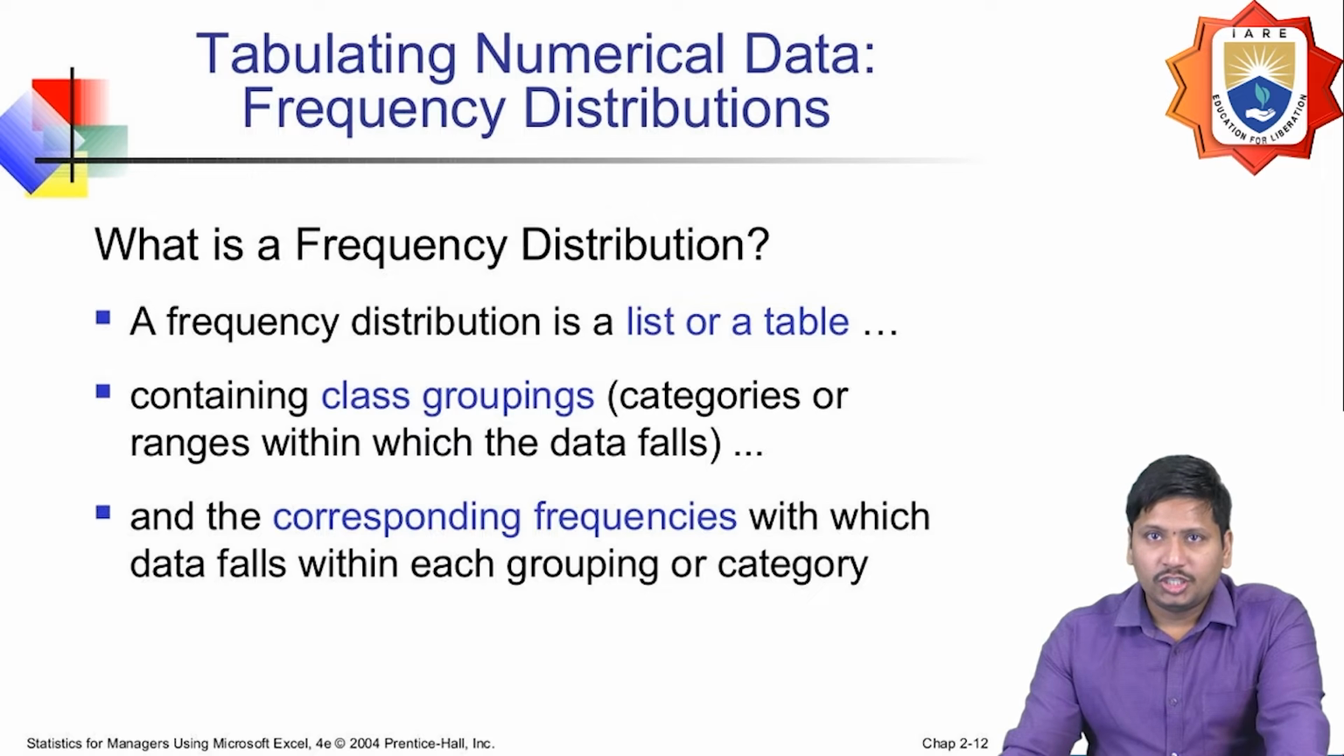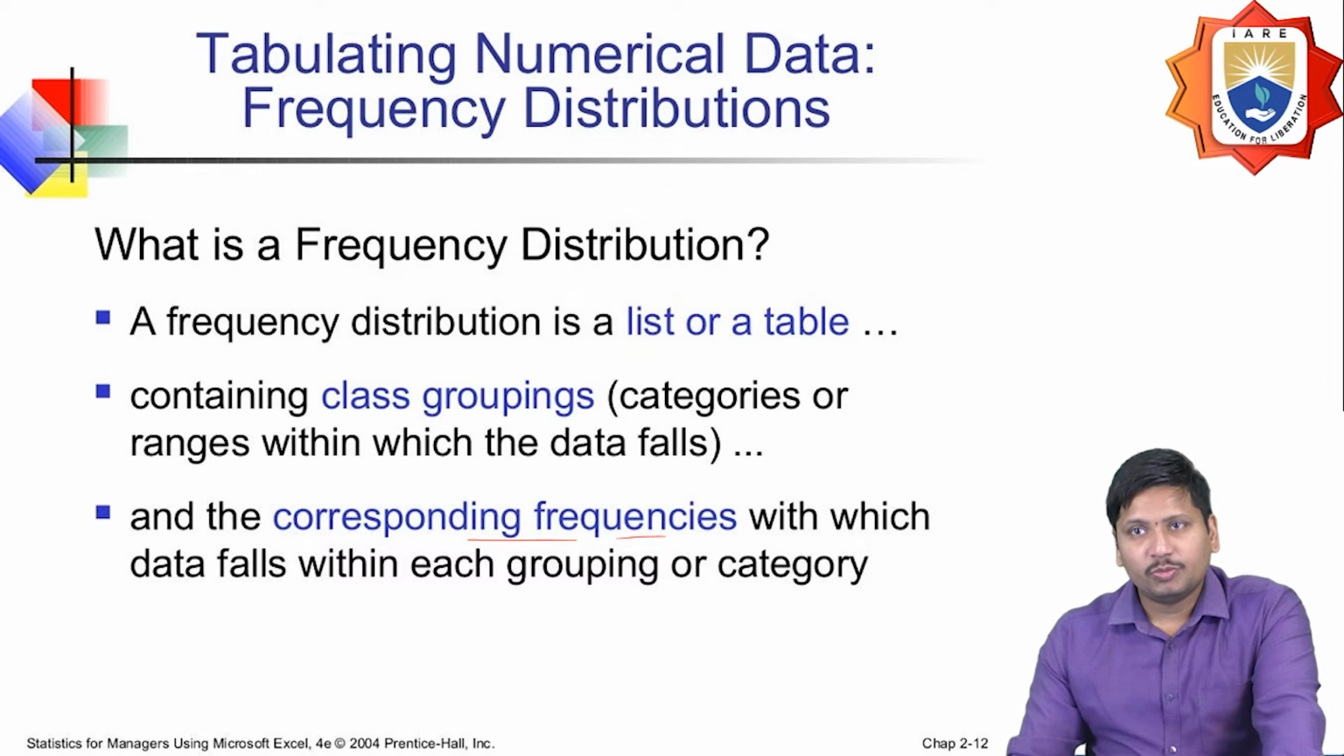And next one is the frequency distribution. For constructing this frequency distribution, let me explain what that is. The frequency distribution is a list, or it may be a table, which also contains some class groups. Till now I was able to deal with the values only, but from here onwards I can deal with the class intervals as well. Let the class groups be the categories or the ranges within which the data falls, and the corresponding frequencies also have to be taken for constructing this frequency distribution. These corresponding frequencies mean the number of data values that fall within each grouping or category here. So what is the frequency distribution?